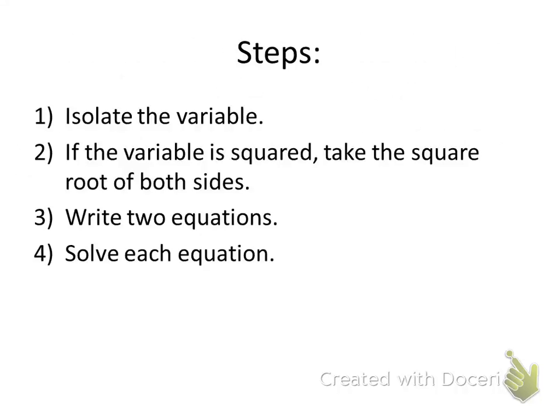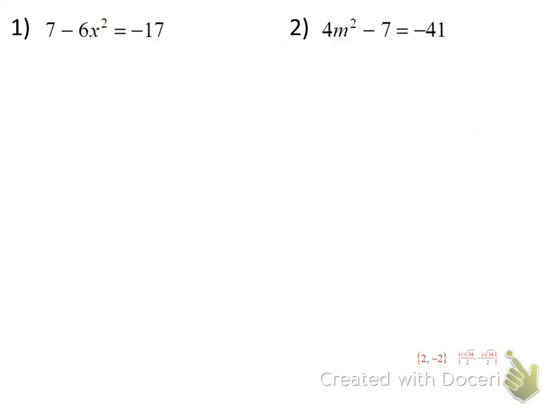Isolate the variable. If the variable is squared, take the square root of both sides. Write two equations, solve each equation. Okay, I'll do numbers 1 and 2, just watch right now. Number 1.